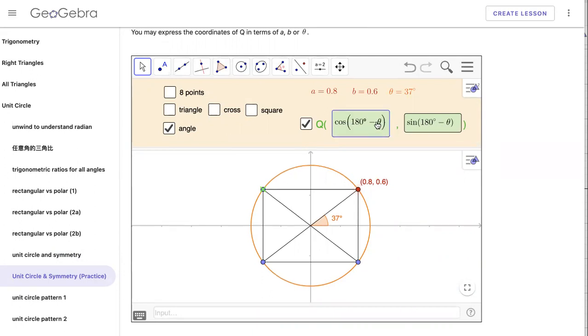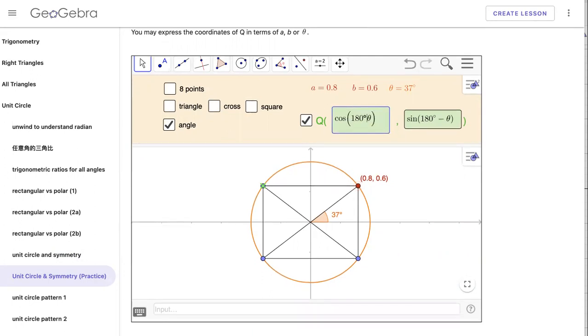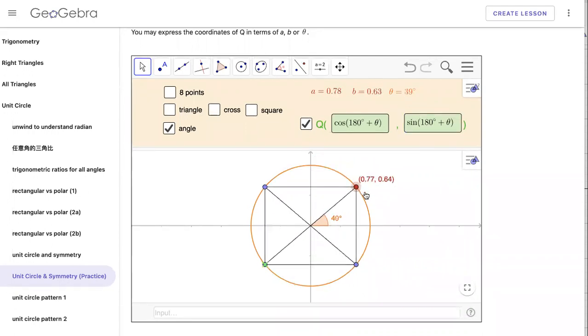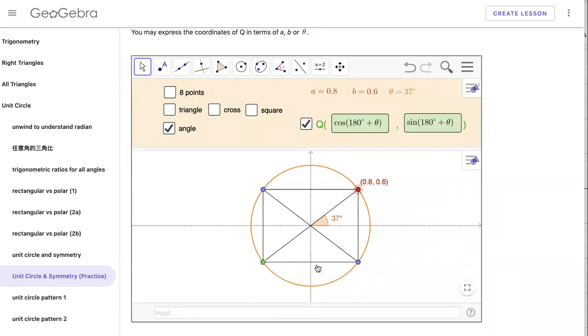For example, if I click inside and change this to plus, enter, and this one also changes to plus, enter, then the green point will go down here. Can you see this? So now you can invite the student to put the points in different corners. Now you can create a lesson.